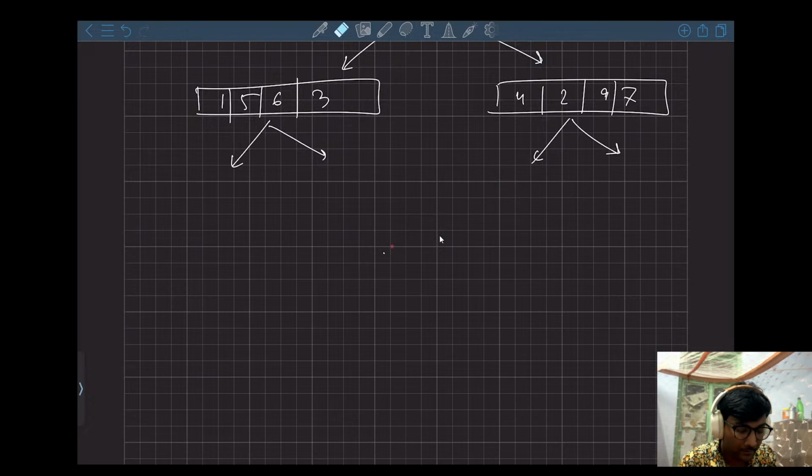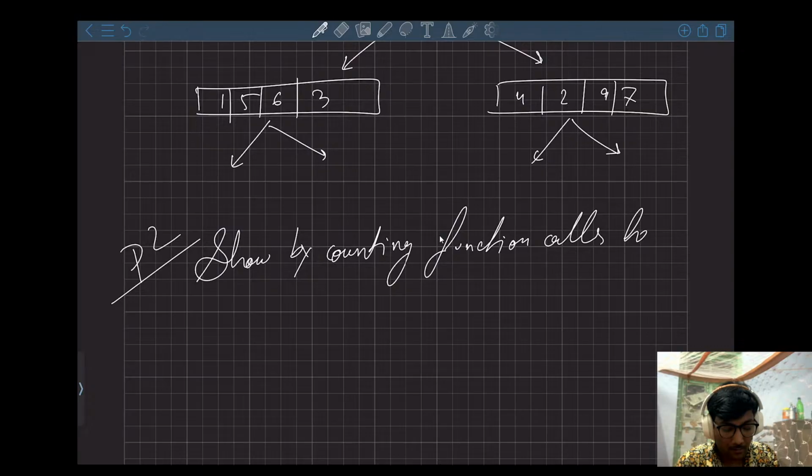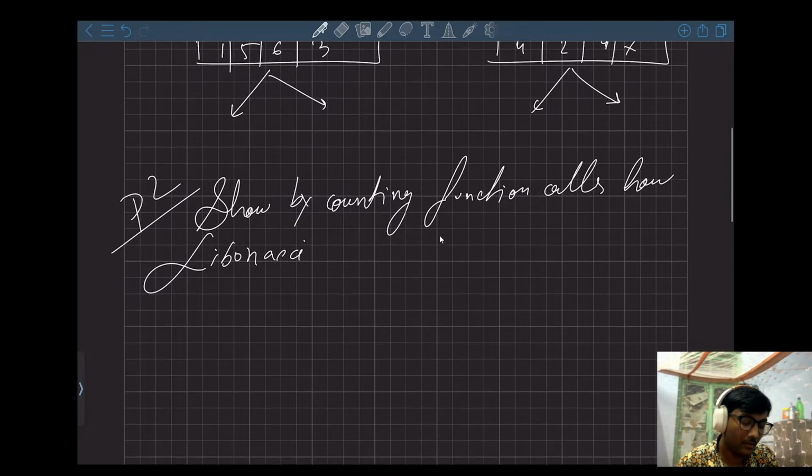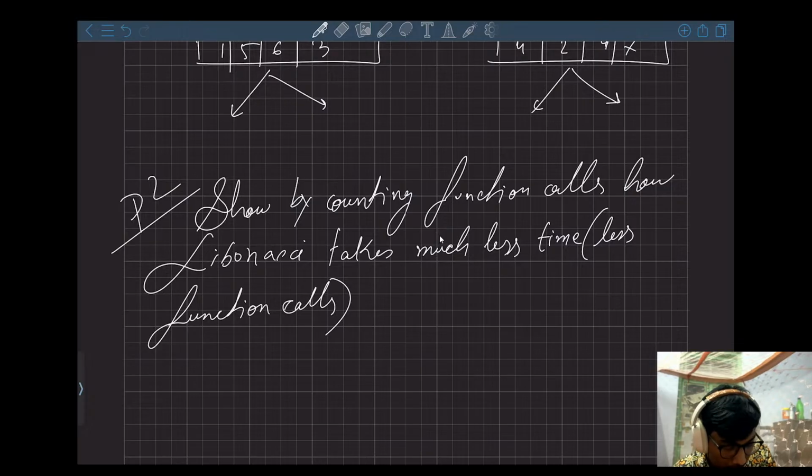The next problem is problem 2. Show, by counting function calls, how Fibonacci takes much less time, by of course fewer function calls, on memoization.